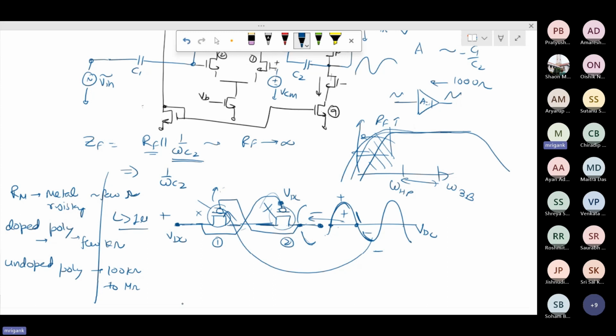Now, if you keep connecting things in series, with the undoped poly, if you make a big segment and connect many large segments in series, it will become several hundreds of mega ohms, but that will be very big in area. So here we need much bigger, giga ohms kind of resistance. In that case, none of these can be used effectively. That's why we are using this technique.